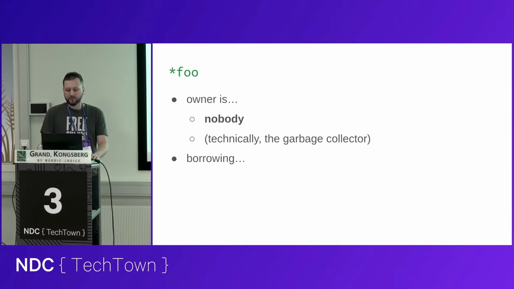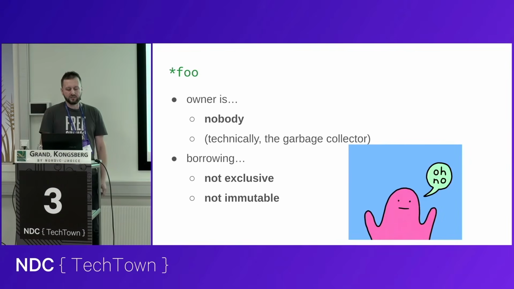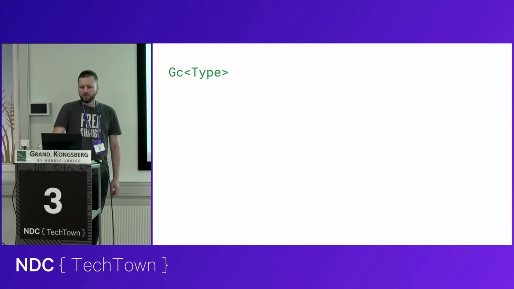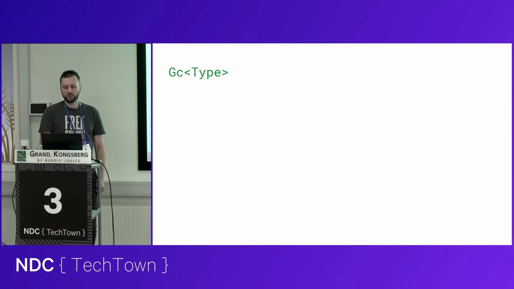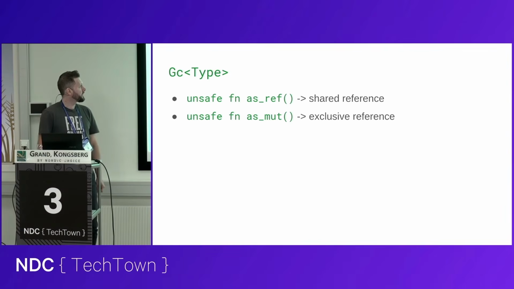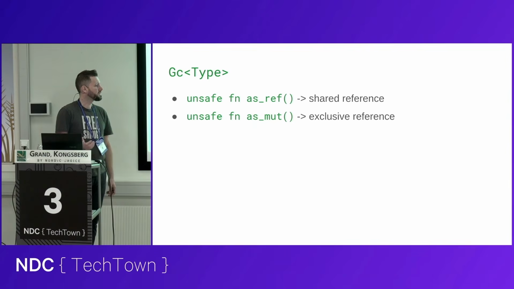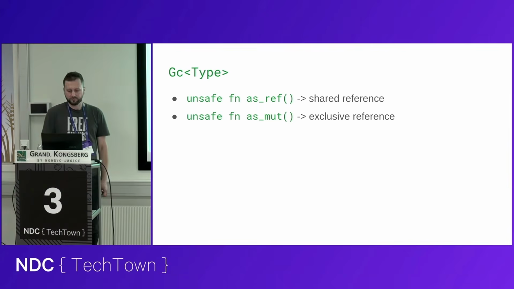We cannot safely dereference them, we cannot borrow them because we have no exclusivity guarantee, we have no immutability guarantee, so that's unpleasant. What we do to hide this from Rust, we implement a wrapper pointer type, it's called GC for garbage collector, and it allows you to, in this case, unsafely get a mutable or immutable reference. And ensuring the safety of those operations is up to the caller. They must make sure that what they're doing is okay. And that's not super great.